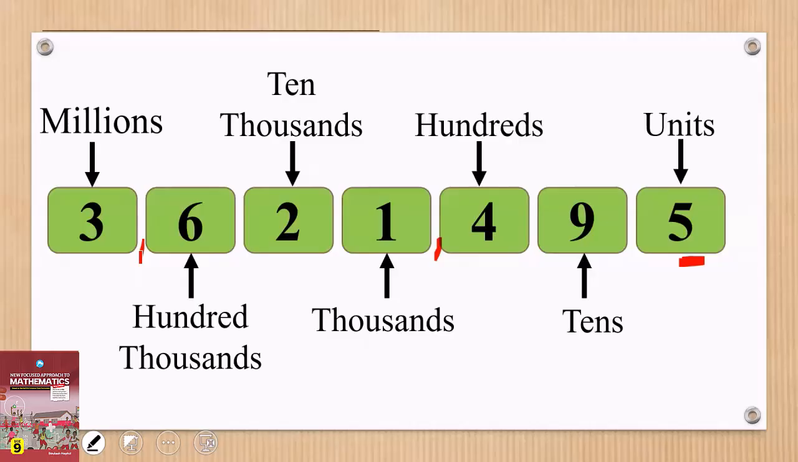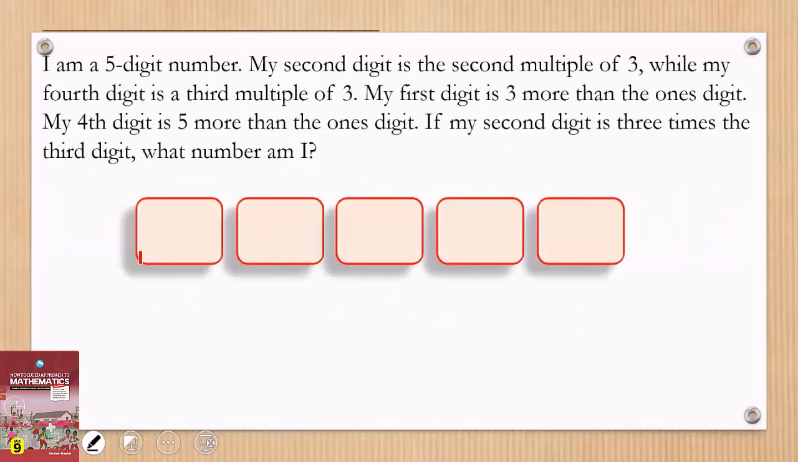We've done this already in Basic 7 and Basic 8. Now let's see how we can apply this in our real life experience. Well, let me give you this question. I'm a 5-digit number. My second digit is the second multiple of 3, while my fourth digit is the third multiple of 3. My first digit is 3 more than the 1st digit. My fourth digit is 5 more than the 1st digit. If my second digit is 3 times the third digit, what number am I?